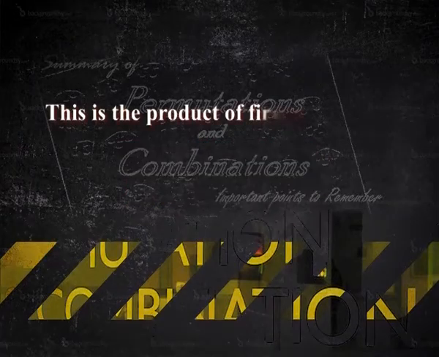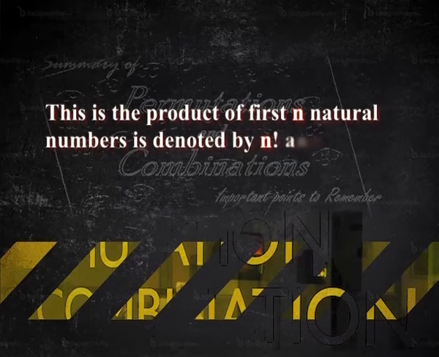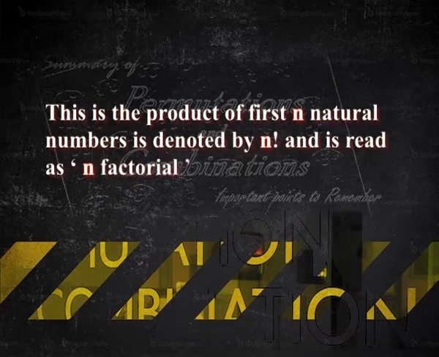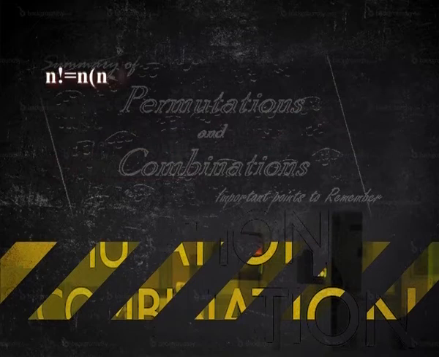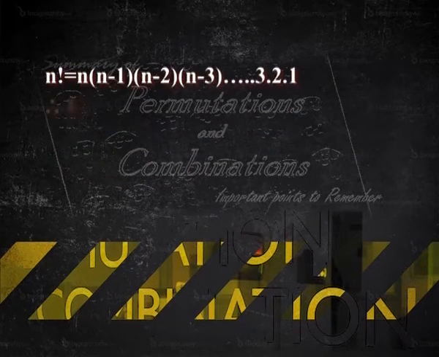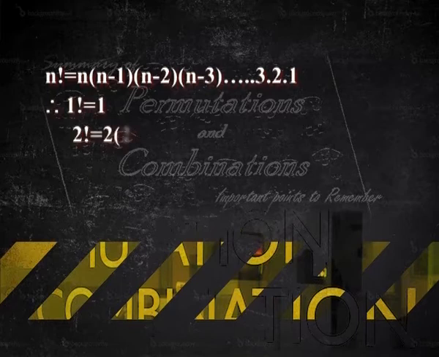This is the product of the first n natural numbers, and it is denoted by n factorial, and we read it as n factorial. n factorial is equal to n into n minus 1 into n minus 2 into n minus 3, and so on, till 3 into 2 into 1. Therefore, we have 1 factorial equal to 1 always.